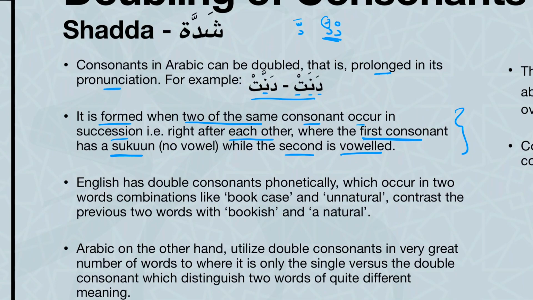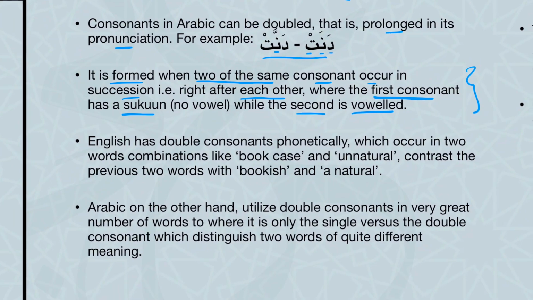Okay. Now we'll jump into English because I want you to relate things to things. English has double consonants, but the problem is that we are not aware of it. And they only exist phonetically, not in writing or in script. And usually they occur when two words come in succession. So look at the word bookcase. If I separate them, I say book and case. But if I join them together and say them in one line, it's bookcase. The k sound is stressed, is prolonged.